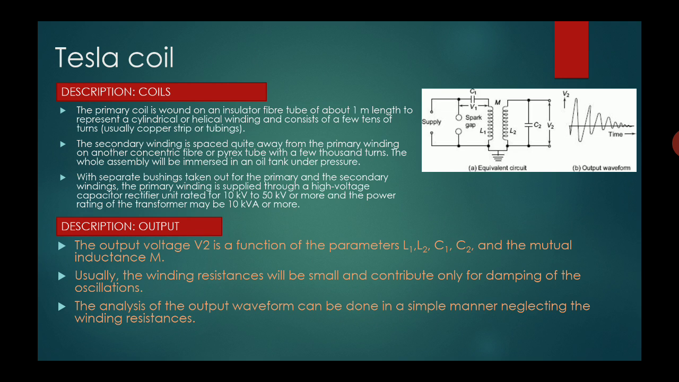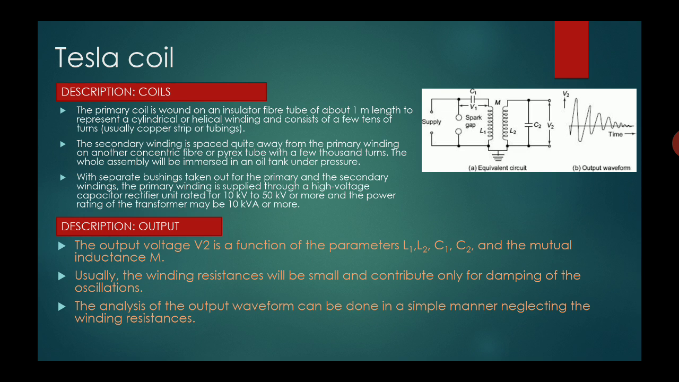If you have seen Tesla coils before, it is a coil that makes a bigger coil. So you can go on the net and check the shape of the Tesla coil. You will get to know. The secondary winding is spaced quite away from the primary winding on another concentric fiber or Pyrex tube, with a few thousand turns. The whole assembly will be immersed in a tank of oil under pressure, with separate bushings taken out of the primary and secondary winding.